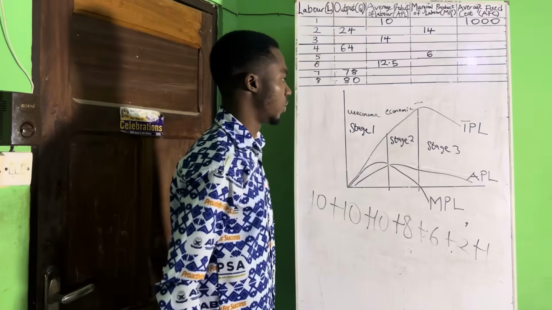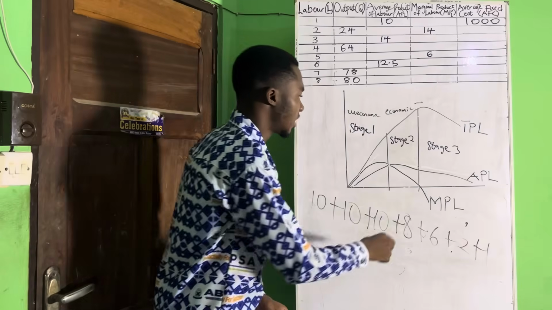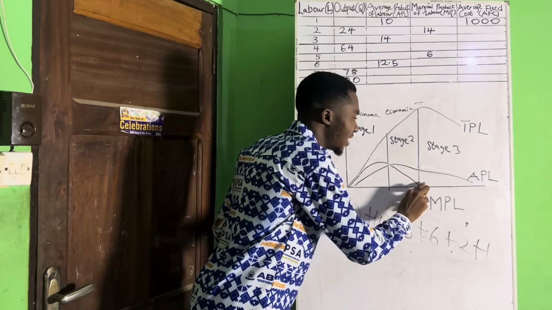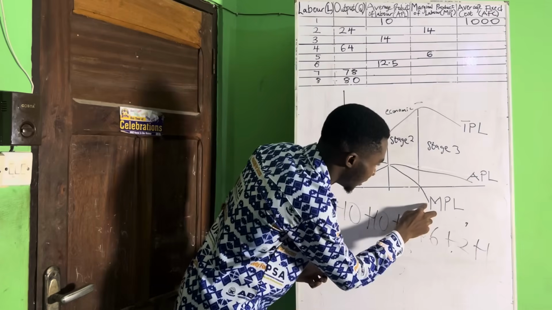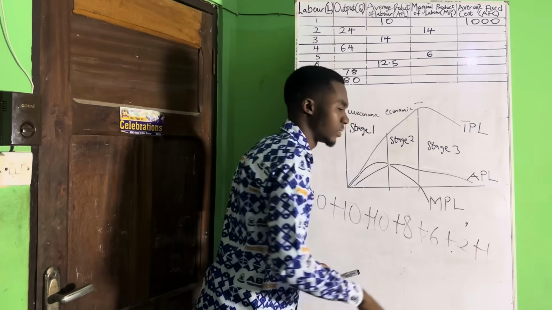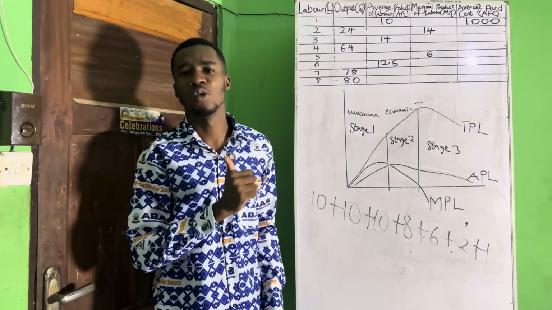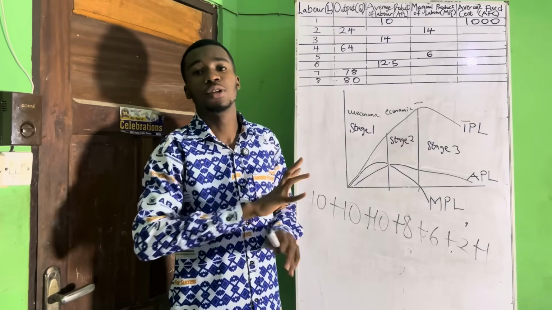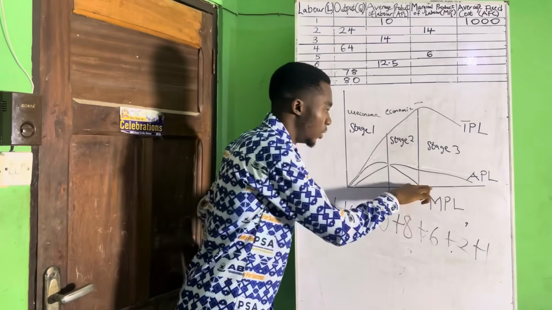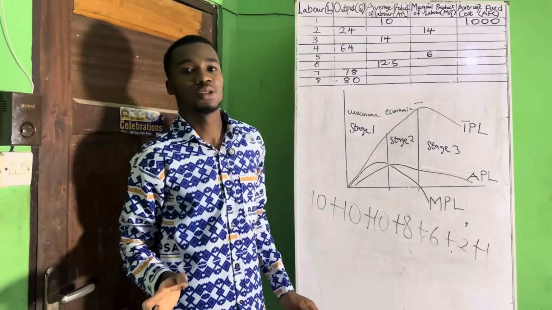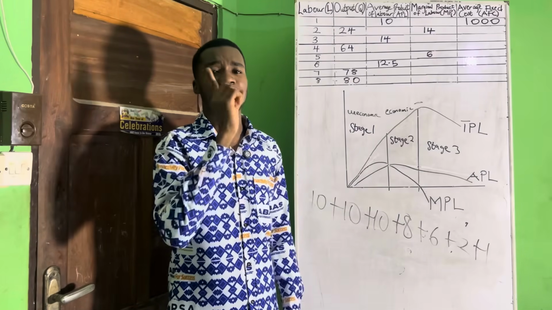Now let's go to stage 3. In stage 3, let's start with marginal product of labor. Realize that the marginal product of labor is here, below the line. It means that the extra workers that were coming into the company were a burden. You aren't producing anything at all. If it's below the line, it means it's negative. So it means you are wasting money on them. They are not even producing 1 unit.